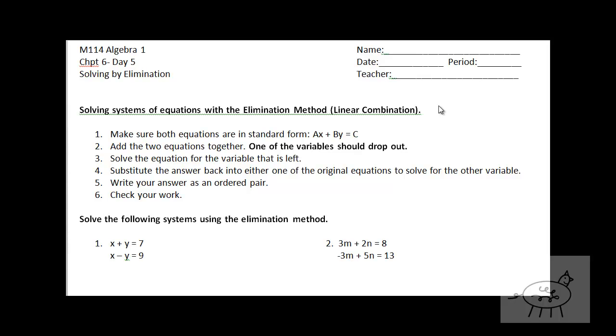Greetings, math fans. All right, so today what we're going to do is day 5 of chapter 6, which is called the elimination method. All right, this is another way of solving systems of equations.